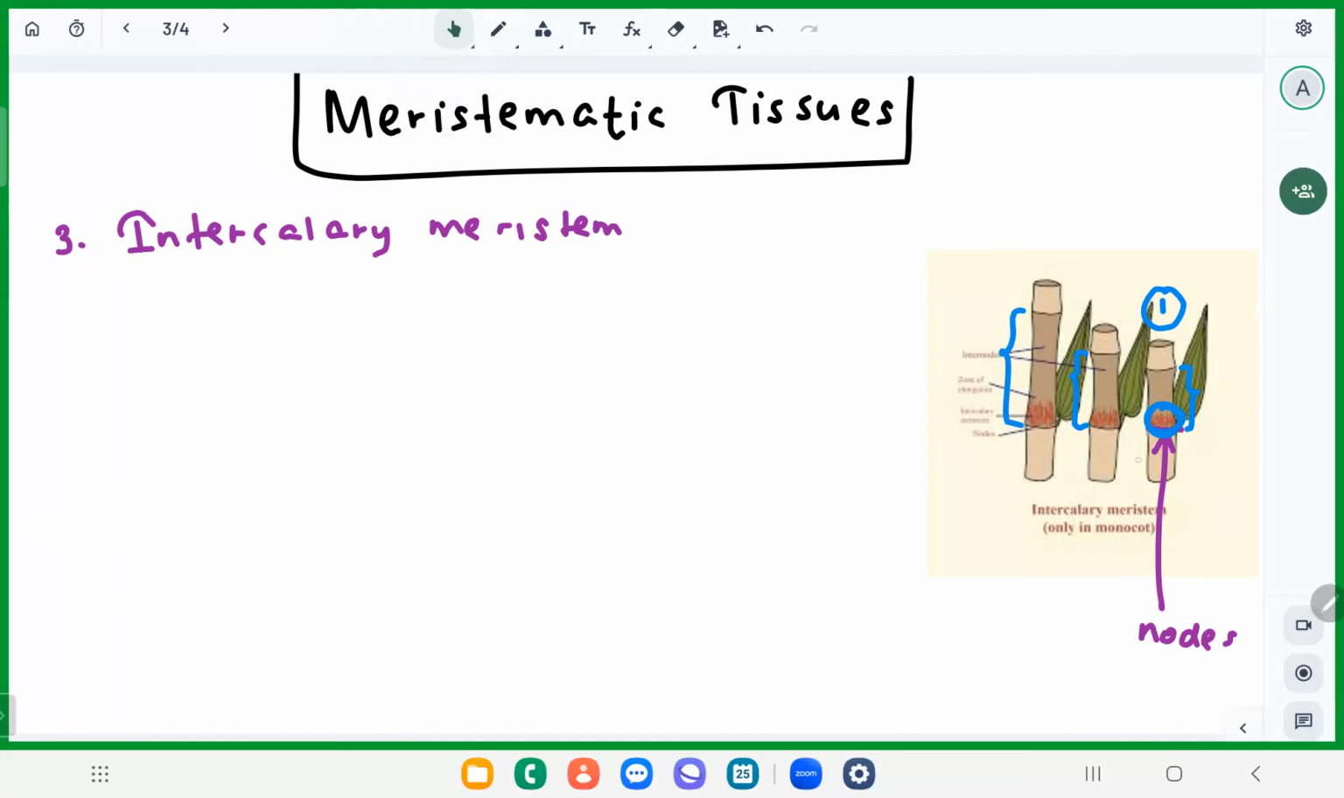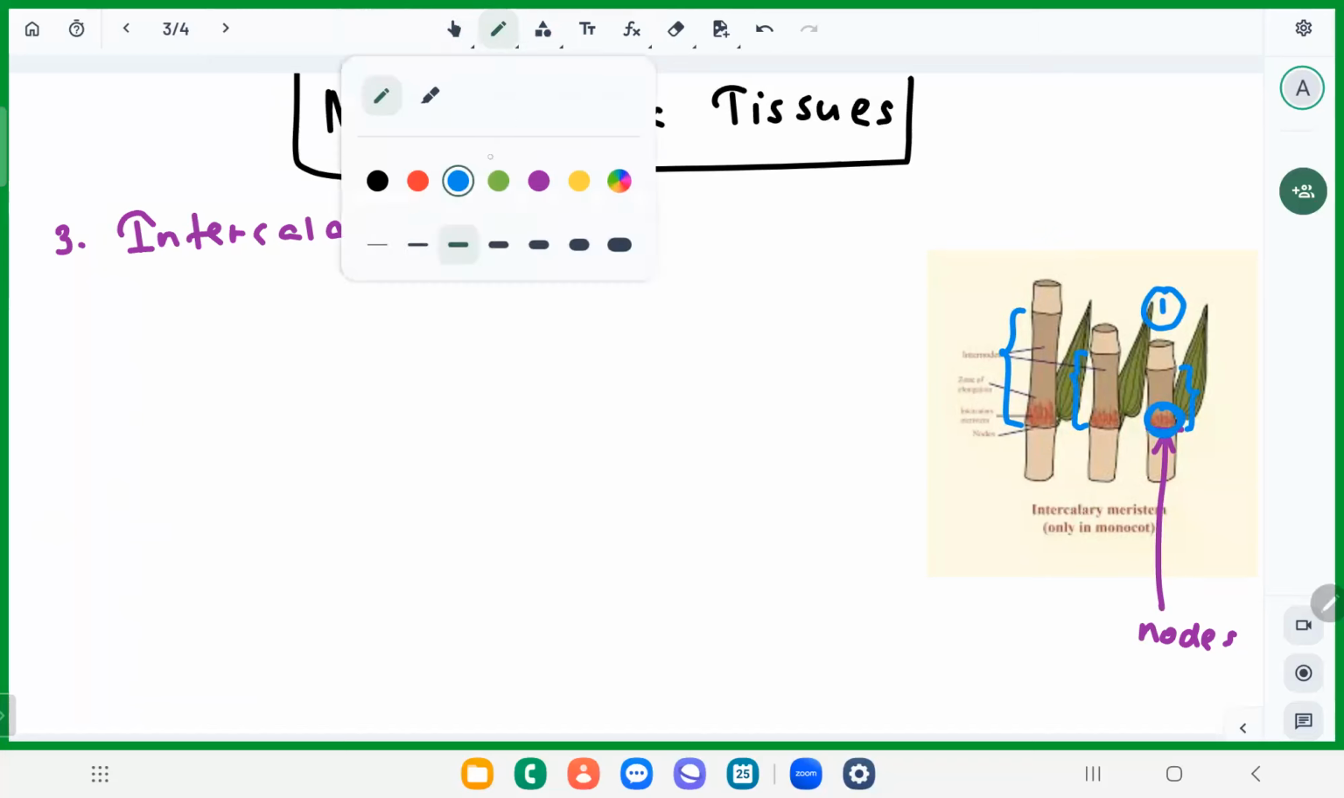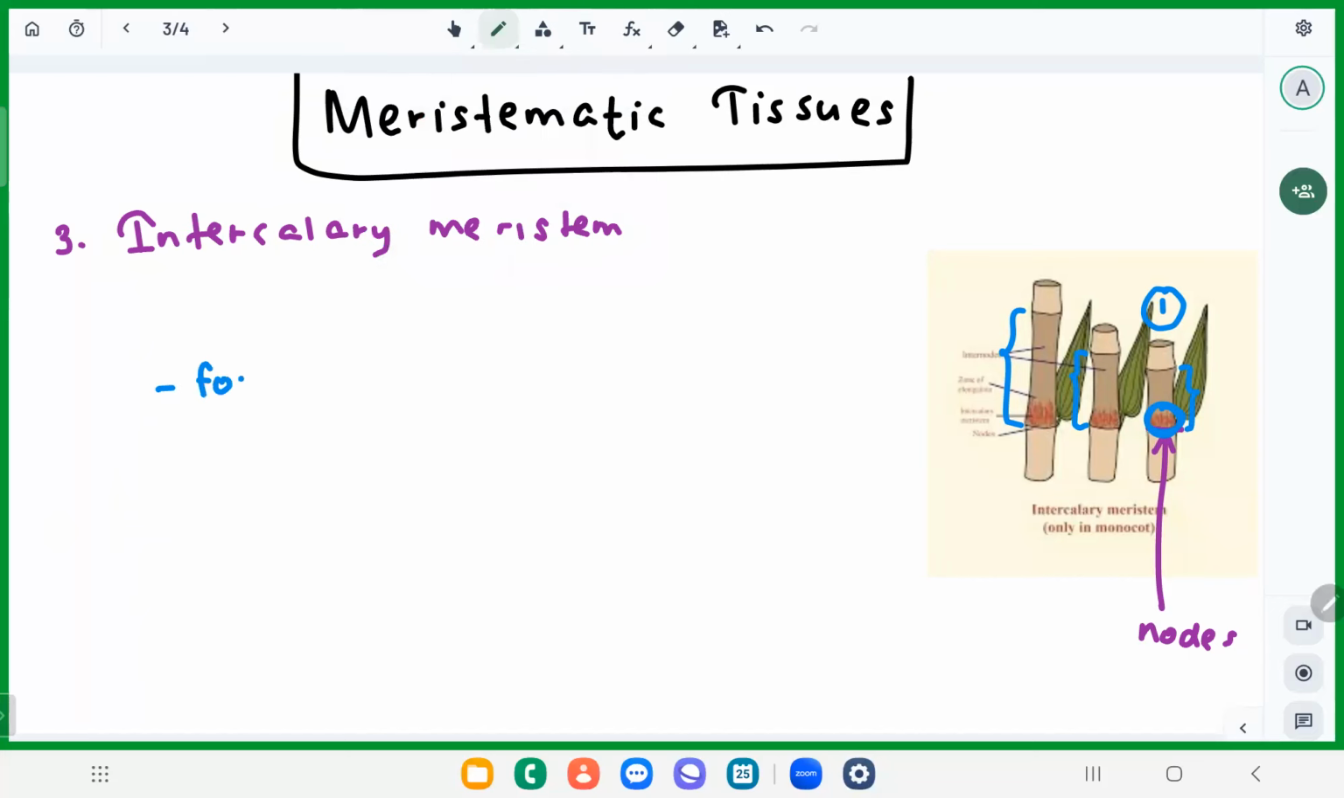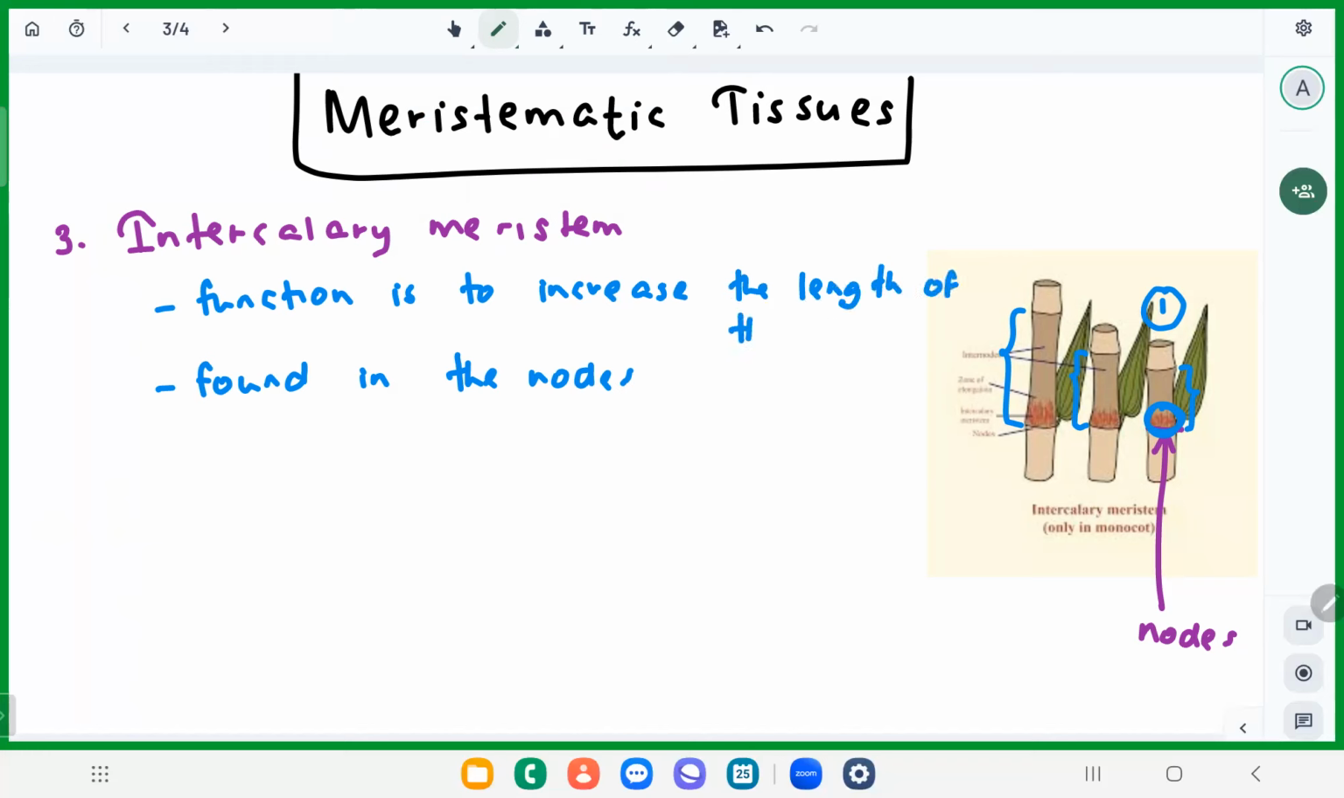That's exactly what the intercalary meristem does. It causes the increase in the length of the internodes, thereby increasing the height of the stem. So it is found in the nodes, and its function is to increase the length of the internodes. That's basically the most important things you need to know about the meristematic tissue. I hope all of you got a good understanding on this.